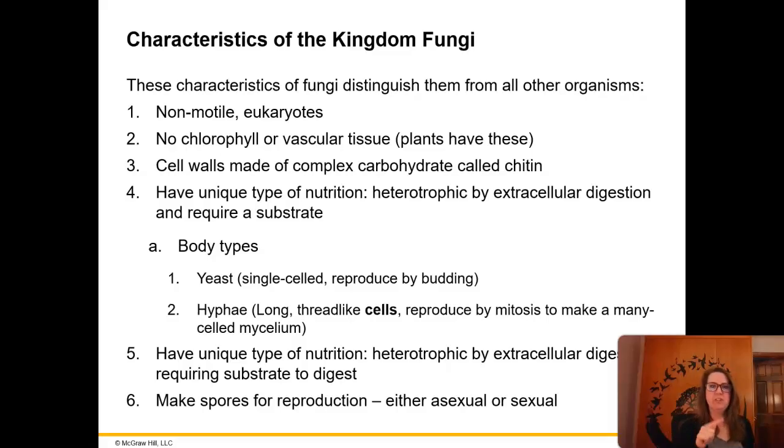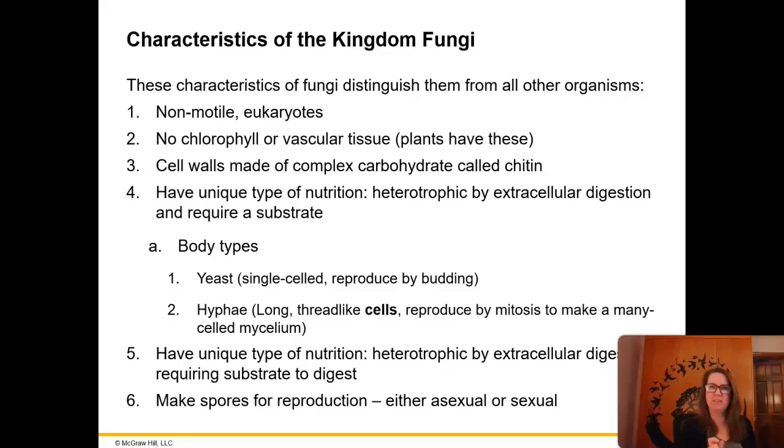Okay. Third, we already talked about their cell walls. Fourth, let's talk about types of nutrition or modes of nutrition. So one mode of nutrition is called heterotrophy. The other one is called autotrophy.